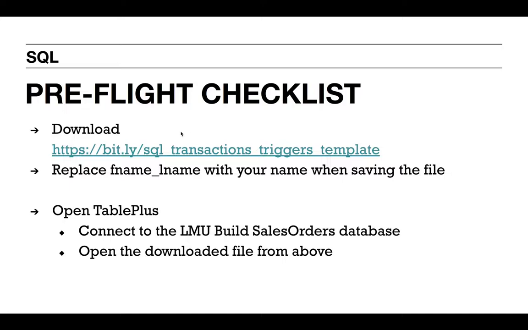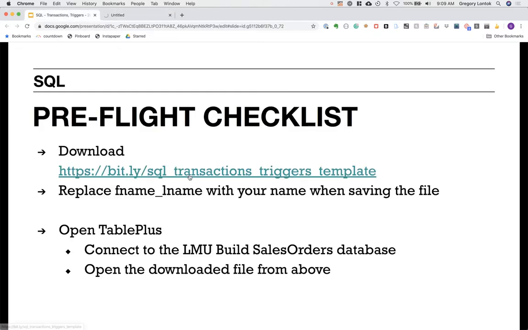First, download the template file that we're going to use in Table Plus. When you save the file, be sure that you replace the first name and last name. Then open up Table Plus and connect to your LME Build sales order database.